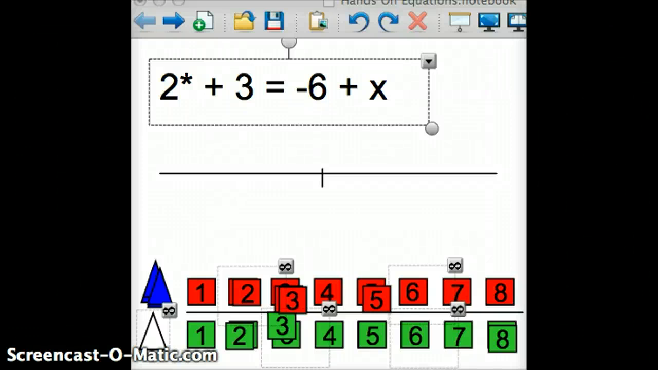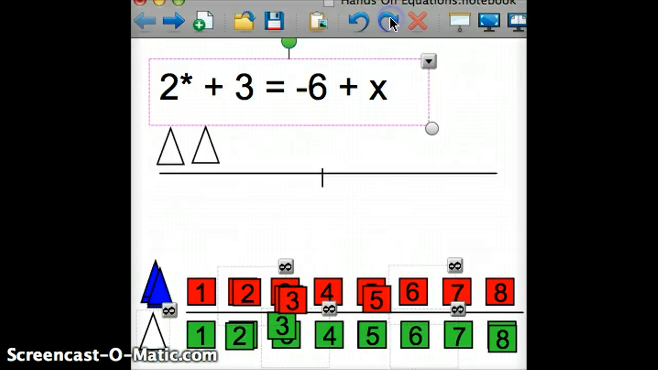Okay, this is lesson 21. We're going to start with a problem that is 2 star plus 3 equals negative 6 plus x. We're going to start this problem by putting up our 2 stars. And now we have to add a 3, red 3, equals a negative 6, green 6, plus x, blue pawn.